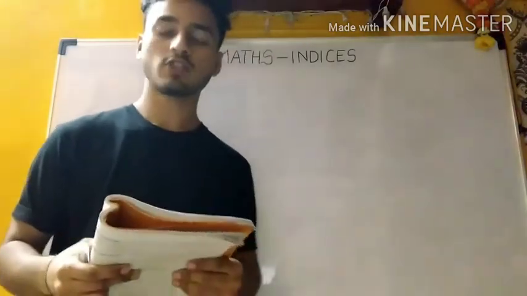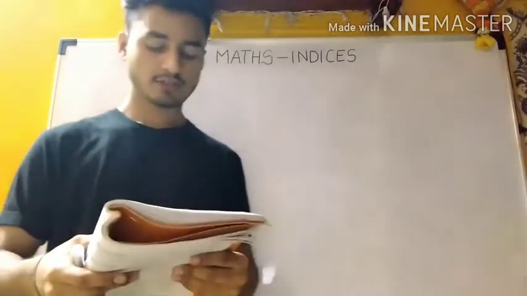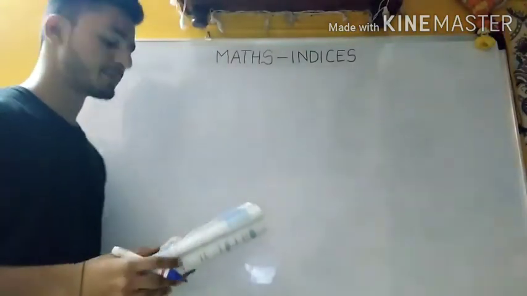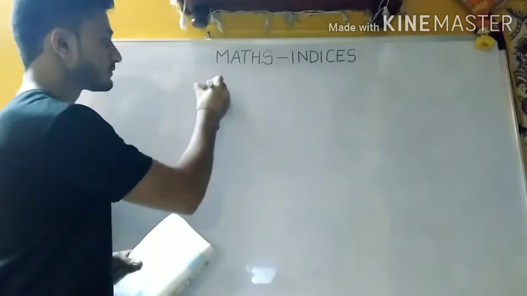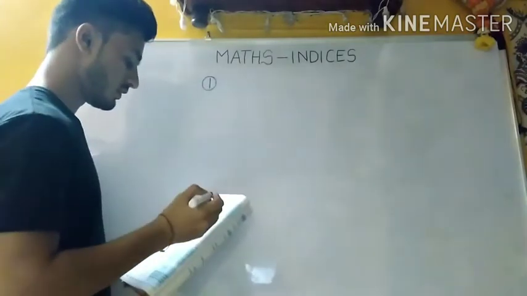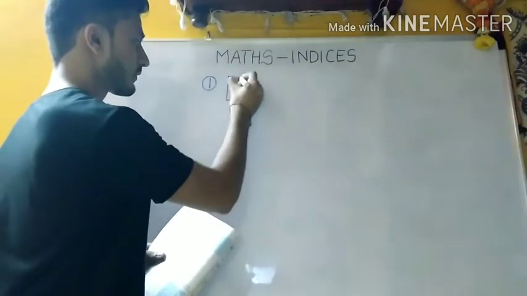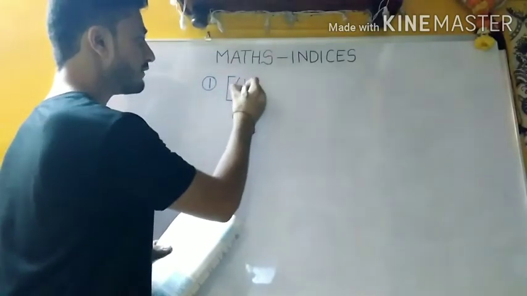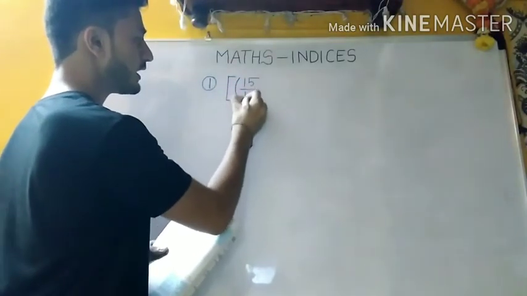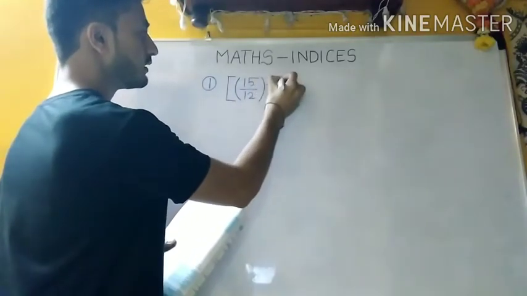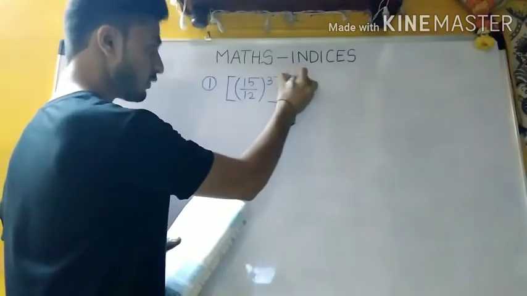Now we will solve practice set 29, which is on page number 48. Okay, so the first question is simplify. So here the question is (15/12)^3 raised to the power 4.